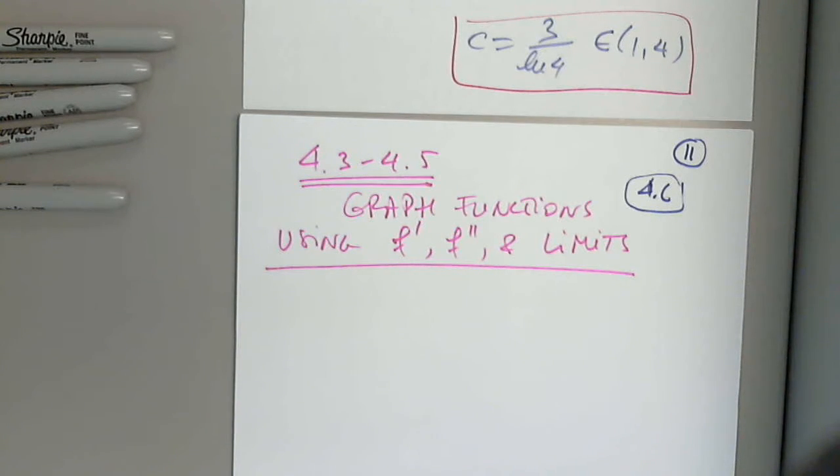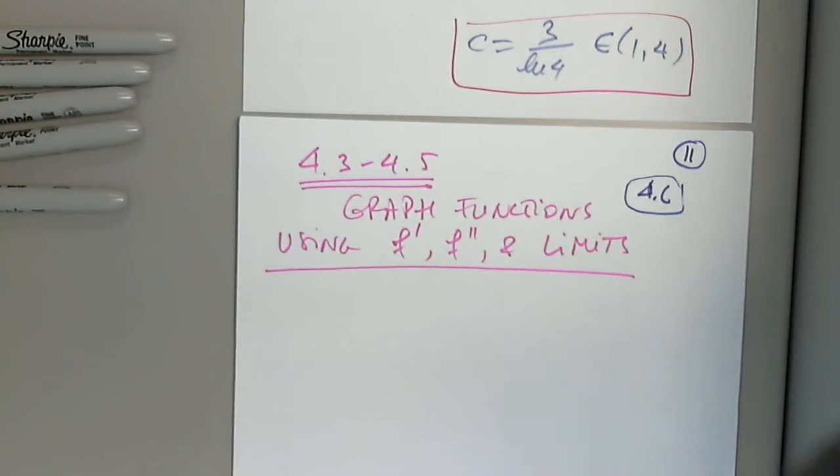4.7, just to give you an idea what's ahead. 4.7, optimization. Optimization is a big piece of math, like algebra is, geometry is, and trig, and so on and so forth. Optimization is a huge branch in which we are trying to find max-min of functions. And that would be 4.7.